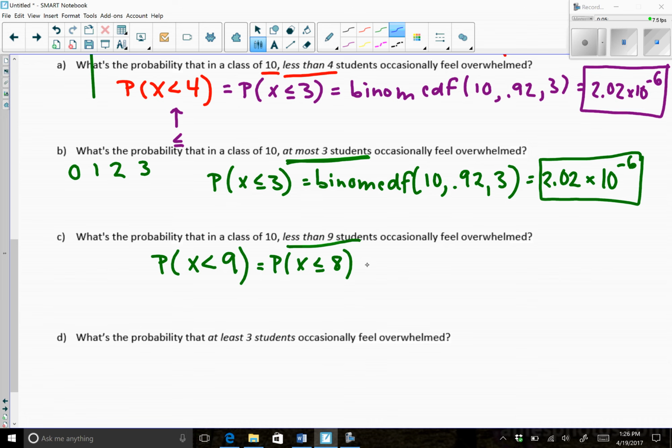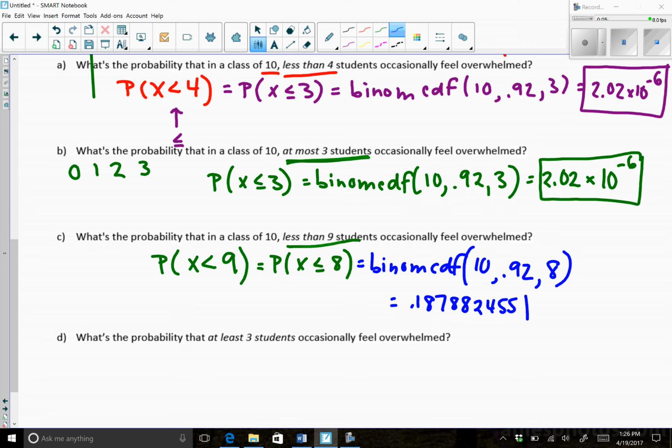This is equal to binomCDF of 10 for my sample, 0.92 for my probability, and 8 because I had to go down 1 to get that less than or equal to symbol. Type that into your calculator. You should be getting 0.187882455. Okay.